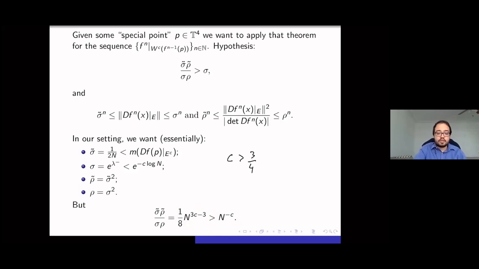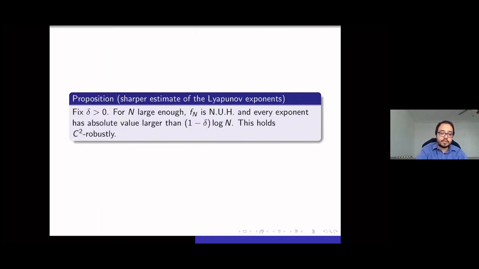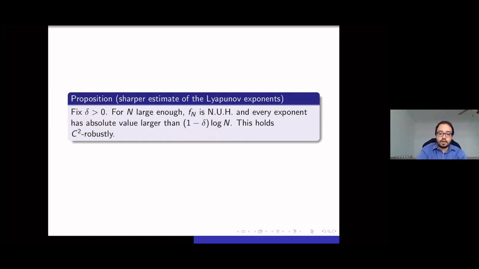Roughly. So in Bejer-Haskell's example, in their statement, you have some c. It's not that precise what c is at the moment, but to apply this type of technique, we need a better c. So this is a proposition. You can make the construction in the proof of Bejer-Haskell more precise to prove that for any delta, if n is sufficiently large, the exponents have absolute value larger than 1 minus delta times log n. So you can be very close to log n. And this is good given the type of estimate we want to apply this to.